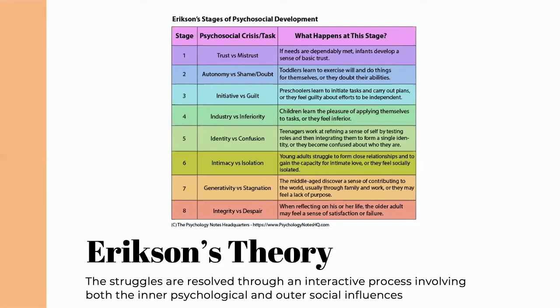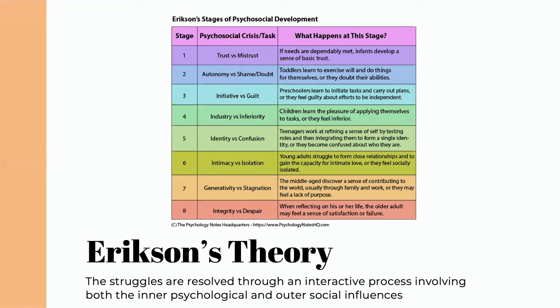In stage 2, when we're dealing with autonomy versus shame and doubt, toddlers learn to exercise will and do things for themselves, or they doubt their abilities. Next, preschoolers learn to initiate tasks and carry out plans, or they feel guilty about efforts to be independent because it's unsuccessful or they're punished for them. The fourth stage is children learn the pleasure of applying themselves to tasks, or they feel inferior. Inferiority comes when they apply themselves and nothing changes.